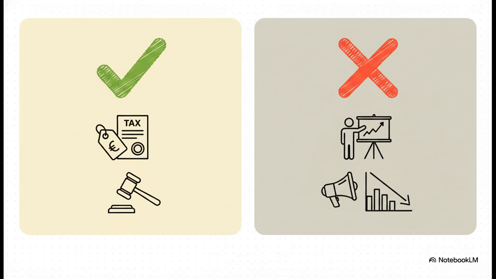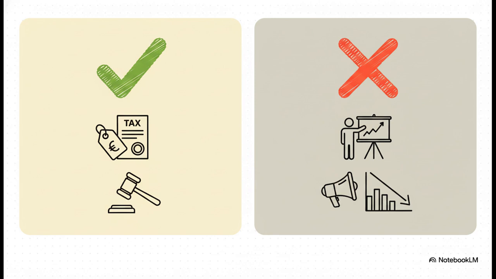Think of things like legal fees to register a right. On the flip side, excluded are things like staff training, marketing to introduce a new product, and initial operating losses. For instance, if you buy a software patent, the $10,000 legal filing fee is absolutely included in the asset's cost.